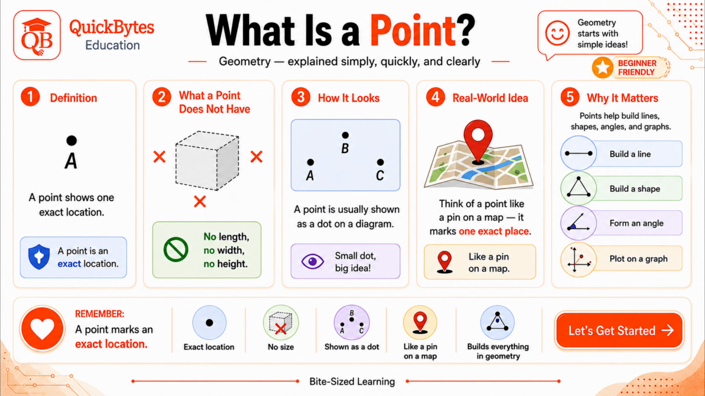A point is an exact location. That's it. A point does not have length, width, or height. It just tells you where something is. On a diagram, a point is usually shown as a dot. Points are often named using capital letters like point A, point B, or point C.